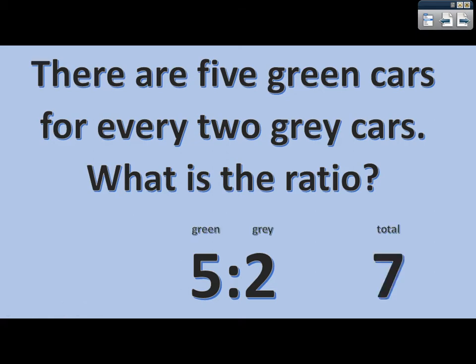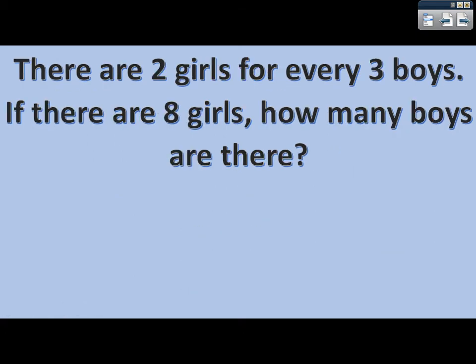Let's do the next one. There are 2 girls for every 3 boys. Now I have a more advanced problem here. If there are 8 girls, how many boys are there? Okay, there's 2 girls for every 3 boys. I'm going to write down the ratio. I like to pop that on top so I know what I'm talking about. There are 2 girls for every 3 boys. But this is not the end. This is not the answer this time, because the question is, if there are 8 girls, how many boys are there? So the girls is going to change to 8.